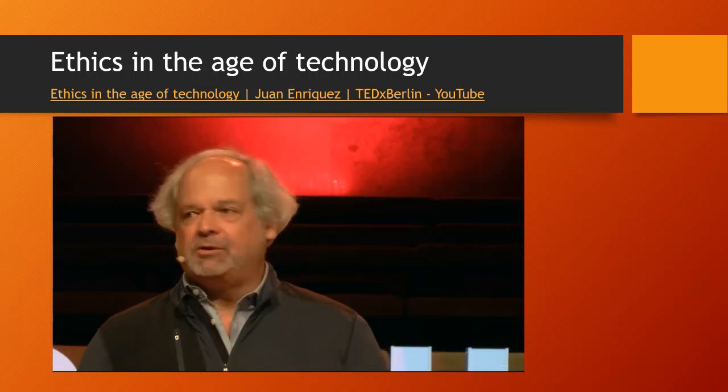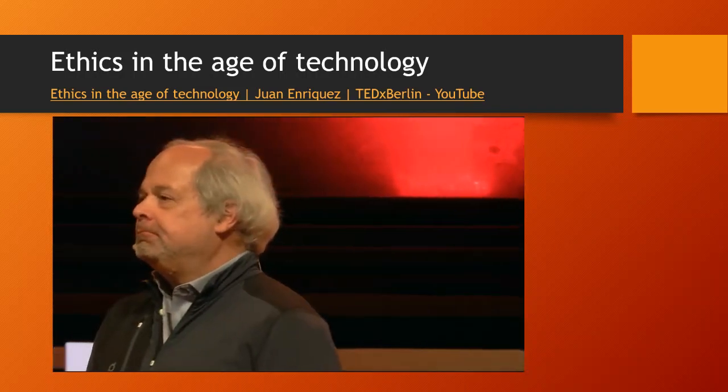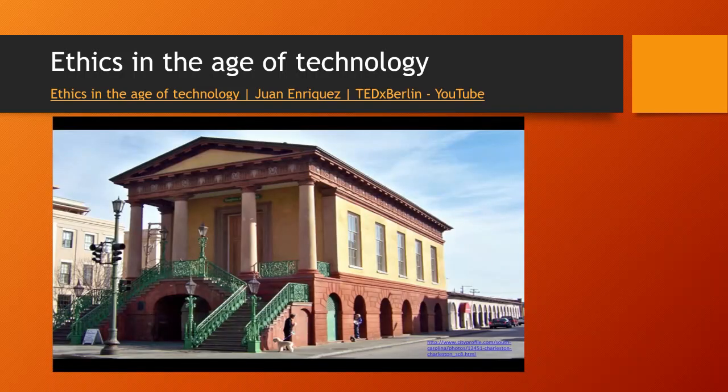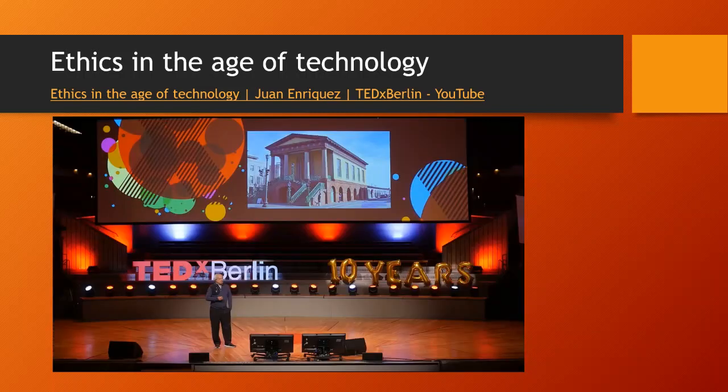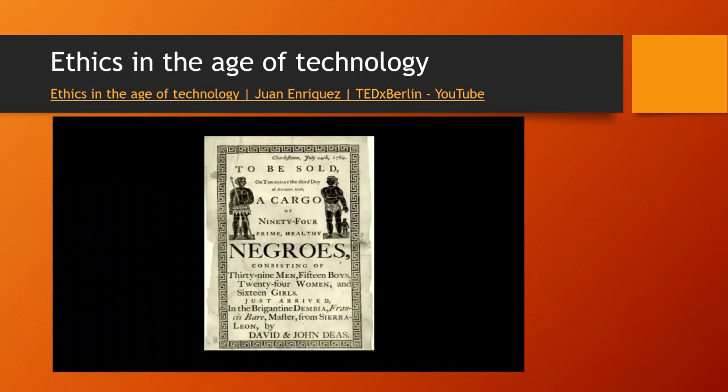Well, let's take a little journey to this little building. So this is the downtown market in Charleston, South Carolina. Wonderful handicrafts, wonderful food. Do you know why the steps of this building were shaped in this way? They were built to exhibit the merchandise. That's where they sold people. And on this particular day, they were selling 94 prime healthy Negroes, 39 men, 15 boys, 24 women, 16 girls.